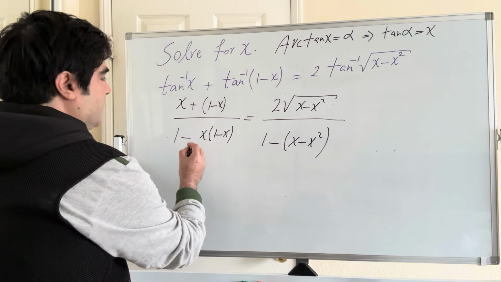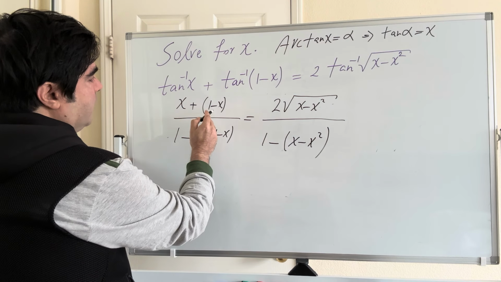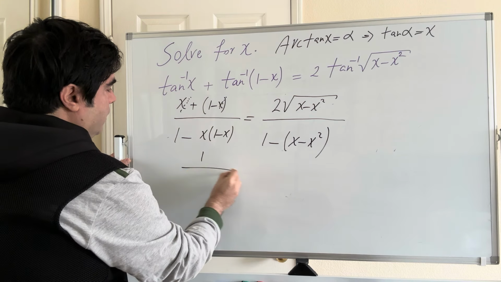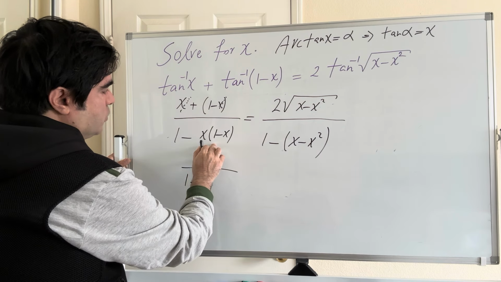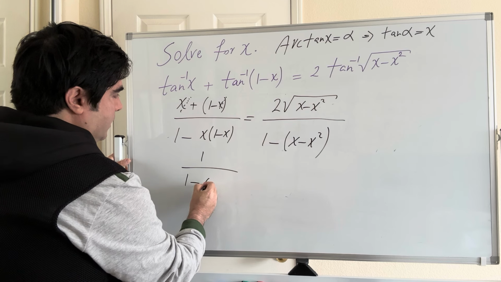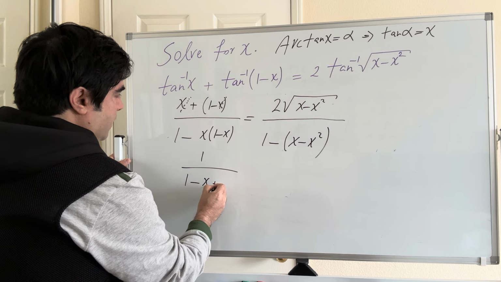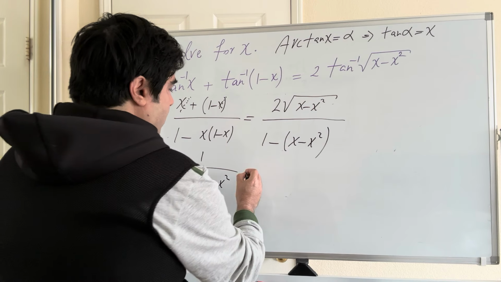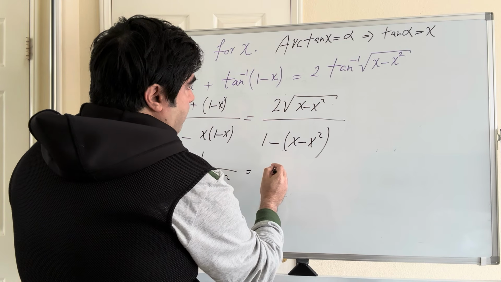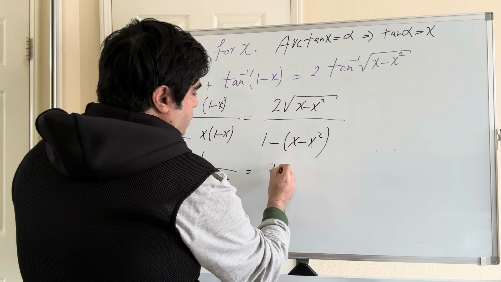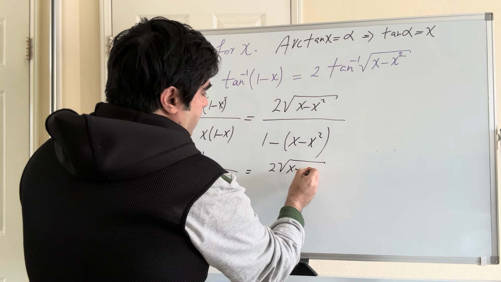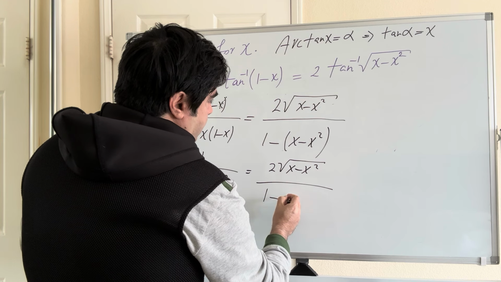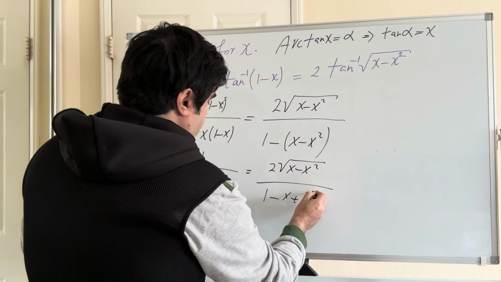So just basic algebra. So x with negative x goes away, right? This goes away, you end up with 1. 1 minus x times 1 minus x is going to be 1 minus x plus x squared, right? And then I have 2 square root of x minus x squared all over 1 minus x plus x squared. All right.